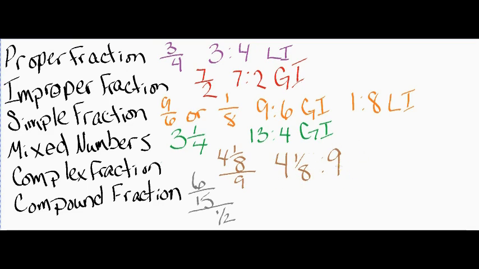In a compound fraction, it gets a little bit more interesting, because since both our numerator and our denominator are fractions, we're going to write each of those as a ratio. So that is going to give us 6 to 15, of, we're using this comma to signify the of operation, 1 to 2.